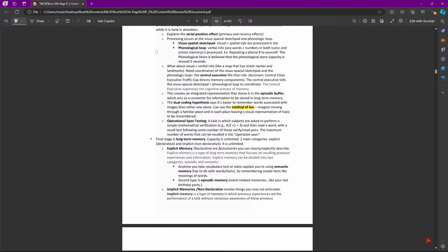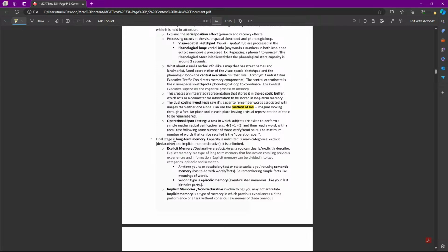Operation span testing is a task in which subjects are asked to perform a simple mathematical verification, for example, 4 divided by 2 plus 1, and then read a word, with a recall test following some words with the verifying pairs. The maximum number of words that can be recalled is the operation span.